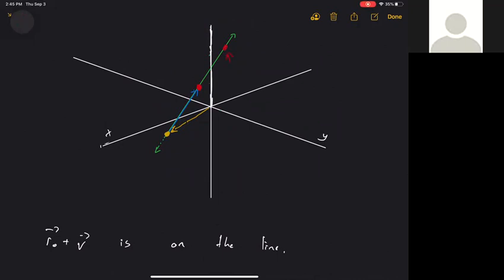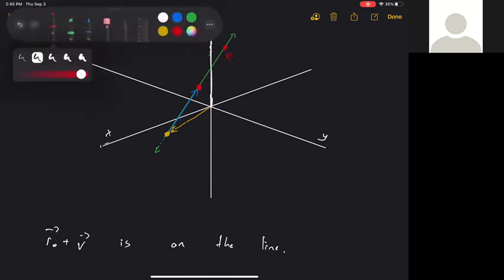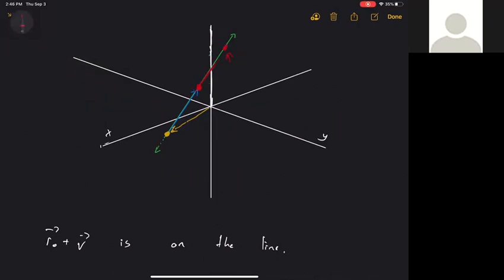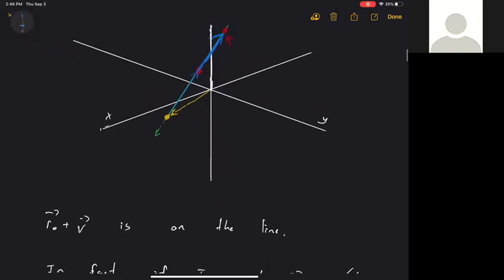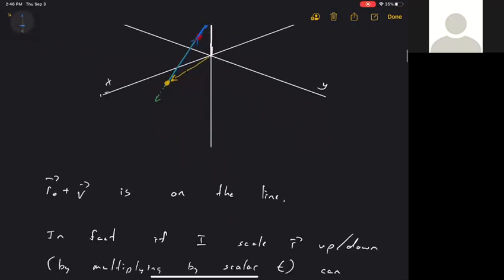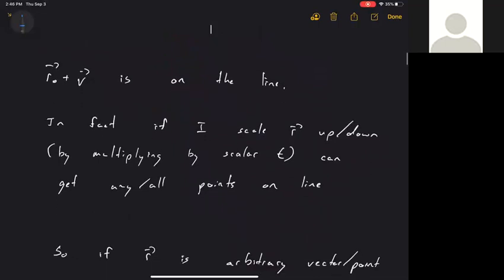So what I'm saying is if that blue vector was a little bit bigger, I could add it to my yellow vector and get to that point there. Right? And I can do that with any point on the line. And that's what I've said here.